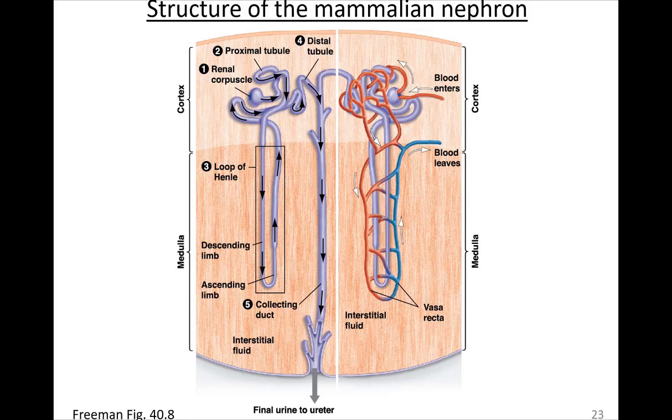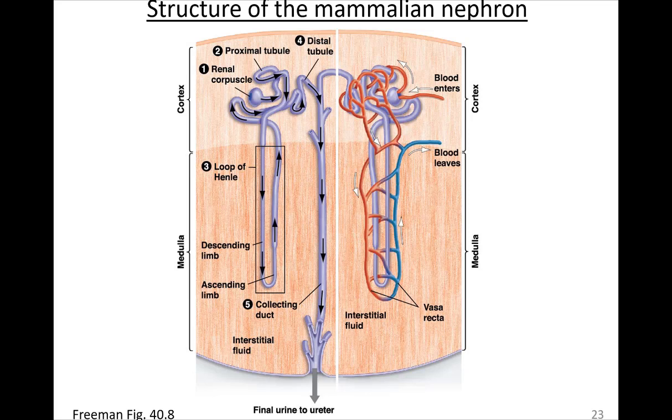We left off talking about the formation of urine in mammalian kidneys. And so, just to review for a moment, this is the cartoon version of the structure of the mammalian nephron. This is situated within the kidney. The outer layer of the kidney is called cortex. The deeper layer is called the medulla.